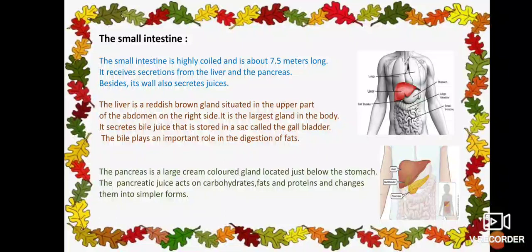Okay students, we have understood how food moves inside the small intestine. Tomorrow we are going to study how the food is absorbed in the small intestine, how it is digested, and where it goes forward. We'll study that in the next class.